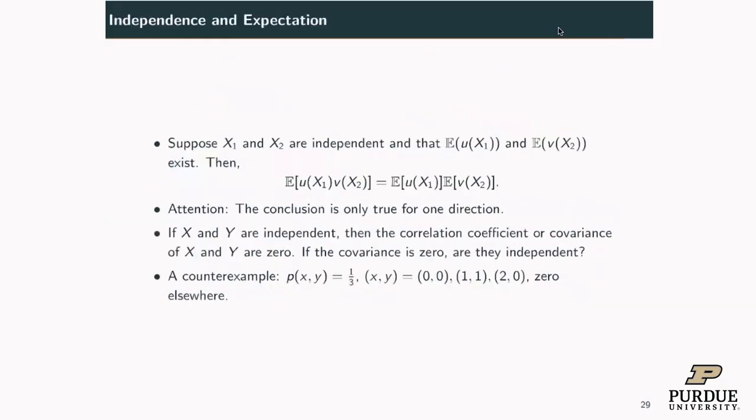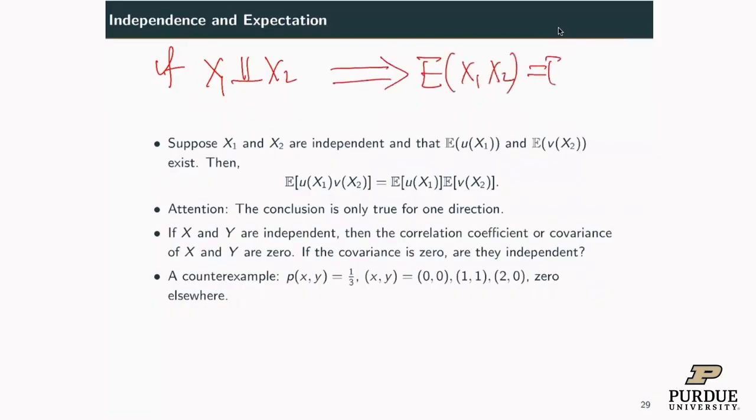Now, suppose x1, x2 are independent. We calculate the expected value. The expected value of u(x1)v(x2) separates: you can separate them into expected value of u(x1) times expected value of v(x2). The conclusion is only true for one direction. For example, let's consider the easiest case: if x1 and x2 are independent, you can get expected value of x1 x2 equal to expected value of x1 times expected value of x2.